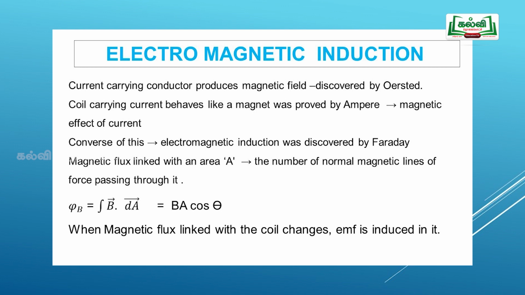So, how to get current from the magnetic field? Magnetic flux has to change. The change in magnetic flux can induce EMF, that is voltage, from which you can get current. That is why the name suggests electromagnetic induction. Magnetic flux change will induce EMF. So, the very name suggests that.